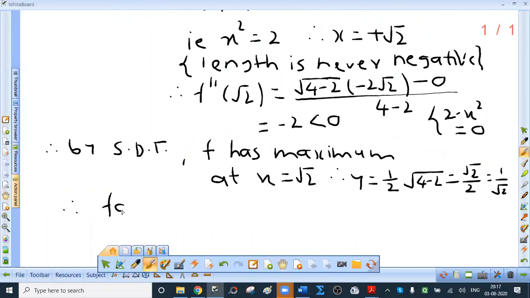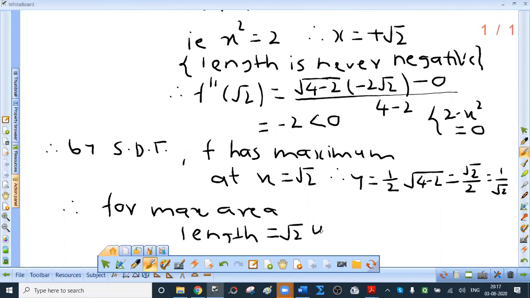Therefore, for maximum area, length equal to root 2 unit and breadth equal to 1 upon root 2 unit. Okay. Right.